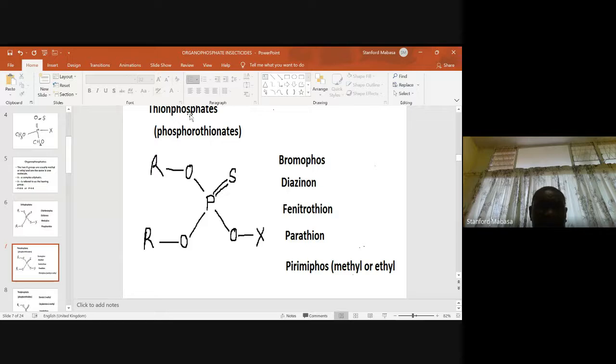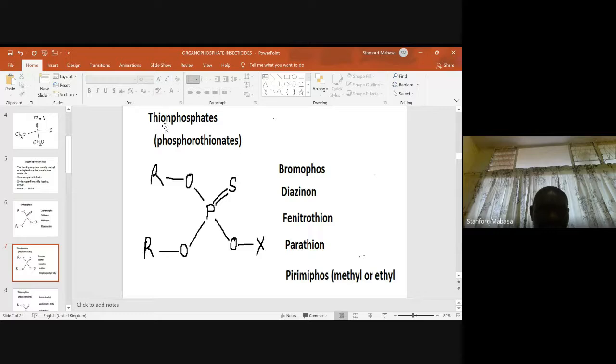Then we have got the thione phosphates, or the phosphorothionates, because we now have a sulfur here. We have got bromophos, diazinon, fenitrothion, parathion, then pirimiphos, methyl or ethyl.